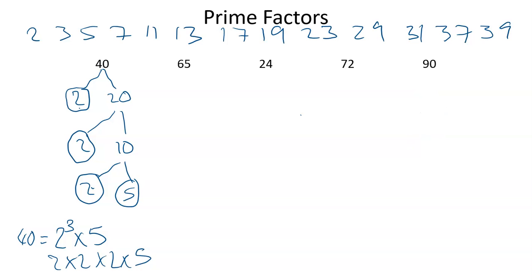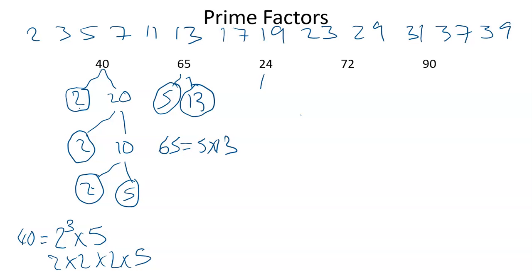So 65, it divides by 5. So I'm going to say 5, and so 50 is 10. So 55, 60, 65, that's 13. And actually both of those are prime numbers. So we can just say straight away that 65 is 5 times 13. And we would check that on the calculator.